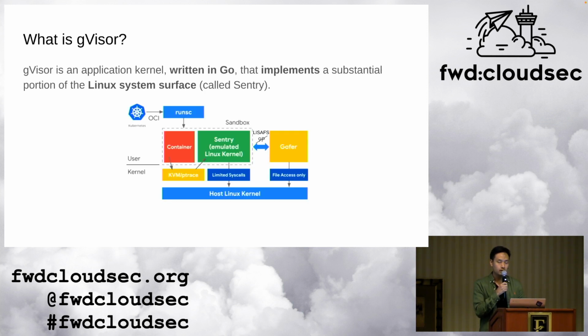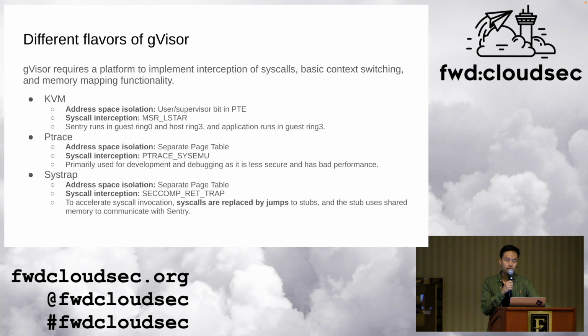To make containerization more secure, Google invented gVisor. It is an open source application kernel that implements a substantial portion of the Linux system surface, which is called the Sentry. And gVisor provides an OCI compatible runsc binary that allows you to create secure containers with the usual commands. There are many different flavors of gVisor, and the team has been experimenting a lot to provide various secure options. We call them platforms. A platform needs to provide three things. It needs to implement syscall interception, basic context switching, and memory mapping functionality.